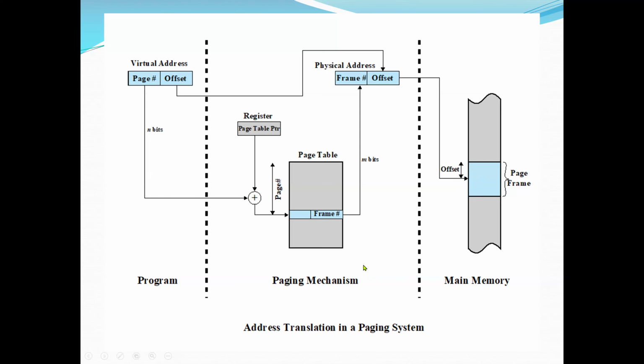Now, when a particular process is running, a register will hold the starting address of the page table for that process. The page number of a virtual address is used to index that table and look up the corresponding frame number. This is then combined with the offset portion of the virtual address to produce the desired real address.